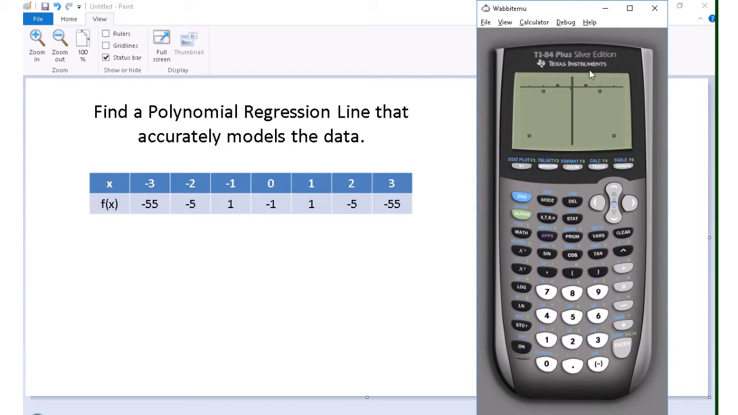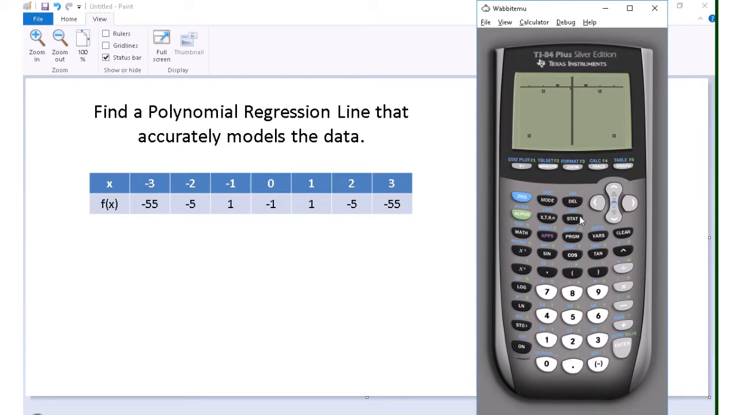So since there are 3 turning points, that means that the minimum degree of this graph must be 4, because the minimum degree of a graph is always 1 more than the number of turning points that you have. So therefore, this is not going to be a quadratic, because that would be degree 2. It's not going to be a cubic, because that would be minimum degree 3. This must be at least a quartic.